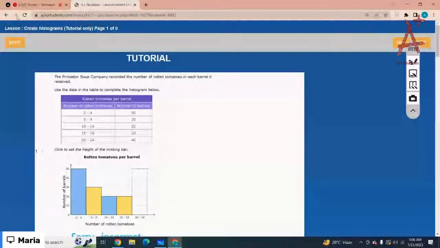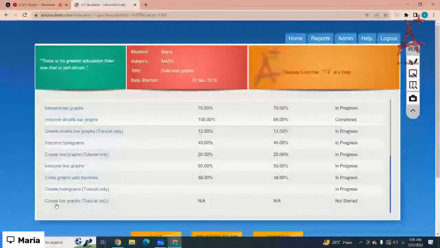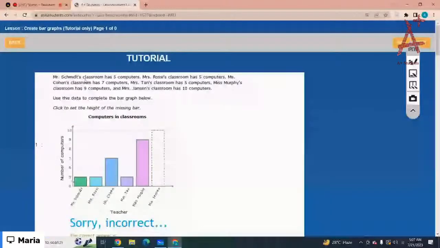So let me just move on to the next lesson. The next one is create bar graphs. Okay, Mr. Shamdid's classroom has 5 computers. Mr. Rosie's classroom has 5 computers. Mr. Cohen's classroom has 7 computers. Mrs. Tanner's classroom has 5 computers. Mrs. Murphy's classroom has 9 computers, and Mrs. Jensen's classroom has 10 computers.